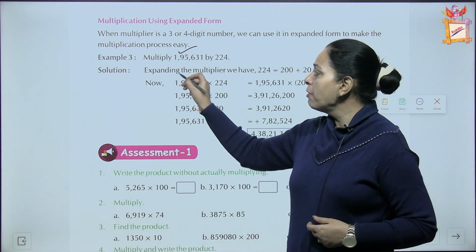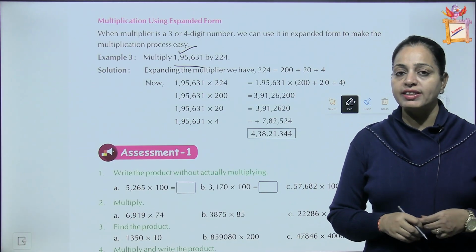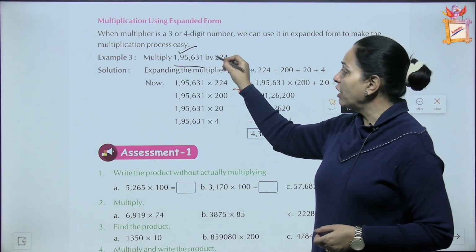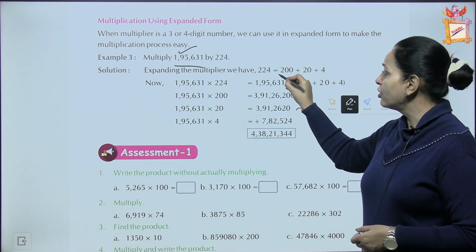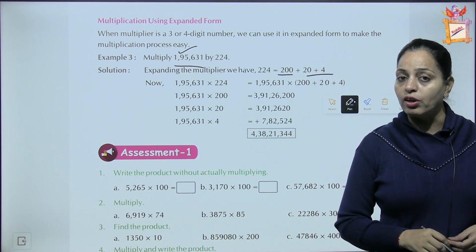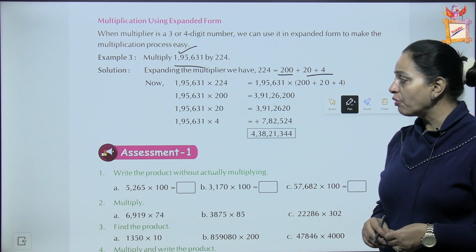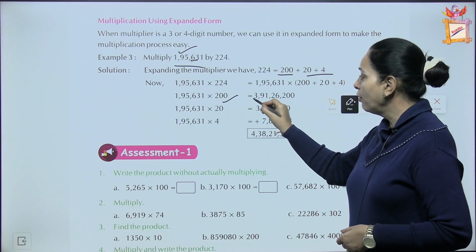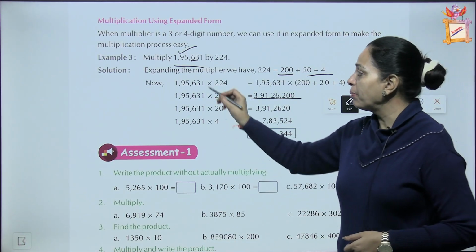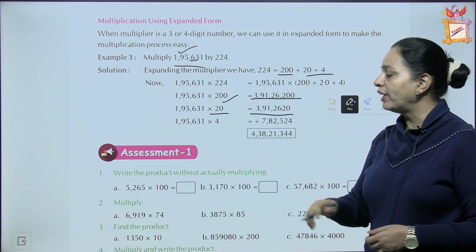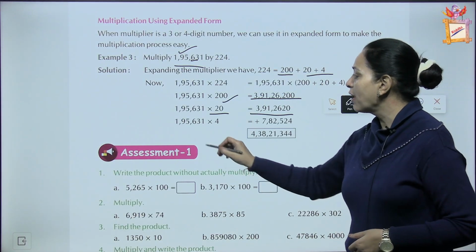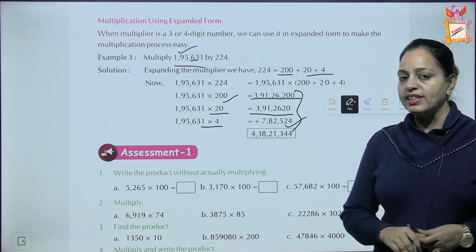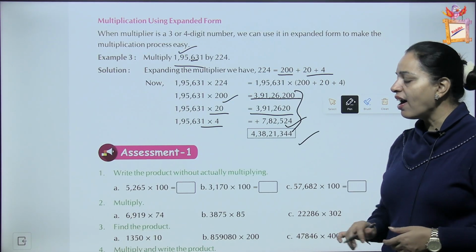See example 3. Multiply 1,95,631 by 224. So what to do? 224 से multiply करना है. How we can write it? 200 plus 20 plus 4. So my dear children, what to do? First multiply this number by 200. We will get this. Now multiply this number by 20. We will get this. And multiply this number by 4. We will get this. So now add all these products. So this is the answer.